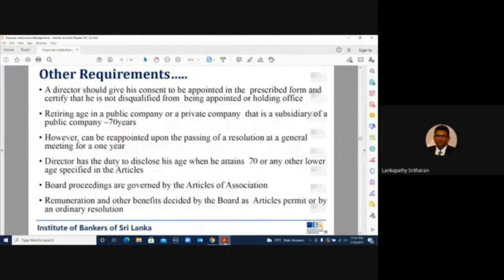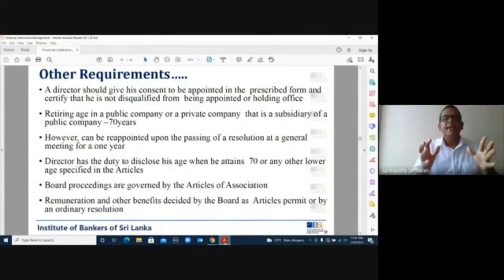And to become the director of the company, there are several requirements given in the Act. A director should give his consent to appoint in the prescribed form and certify that he is not disqualified from being appointed or holding the office. These next three slides are particularly in the Act. There is nothing too much explained. Just keep it in mind.